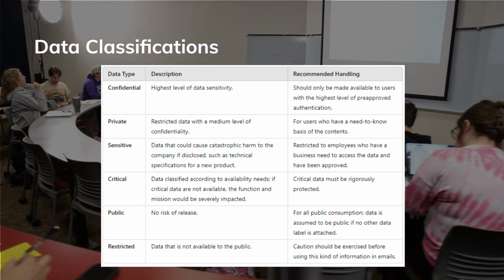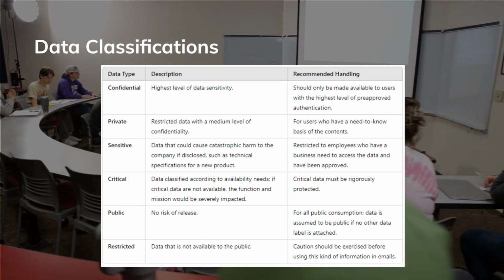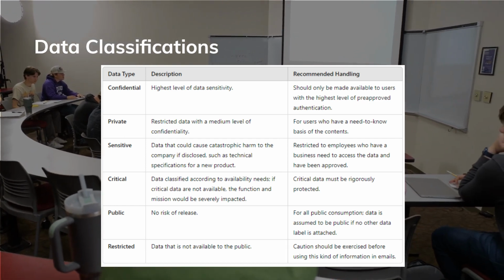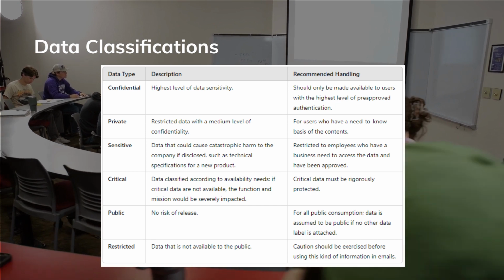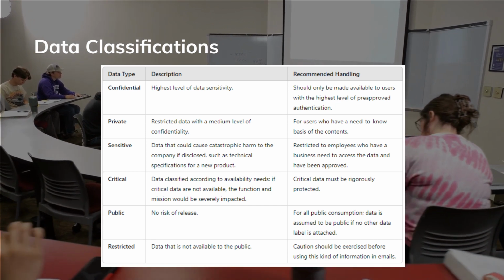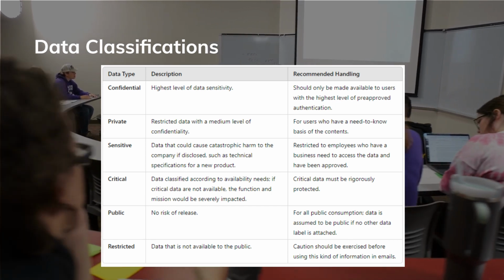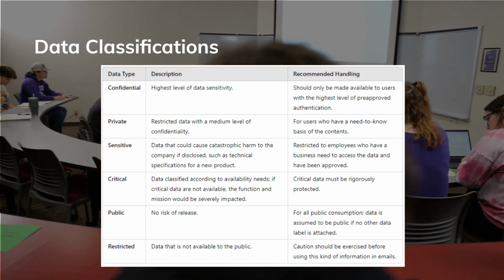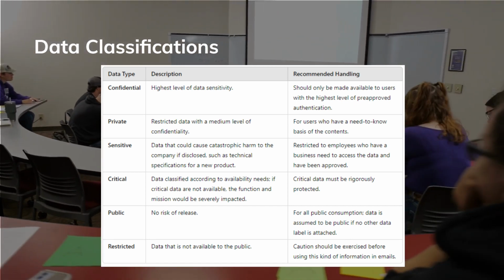granted access. Private data. This data should be accessible only to users who need to know the information to perform their job functions. Access controls should be implemented to ensure that only authorized personnel can view or use this data.